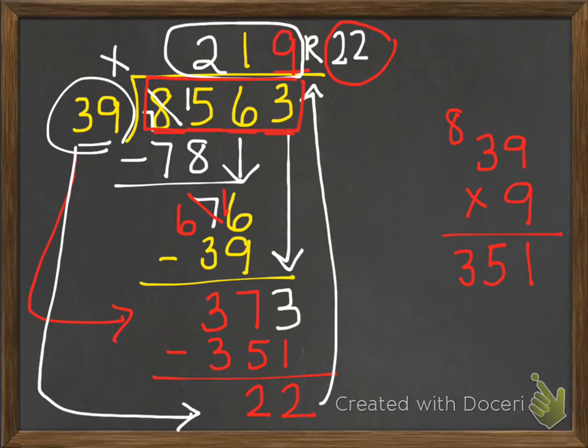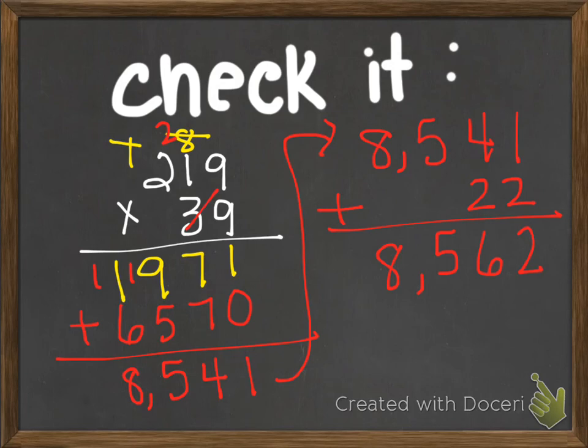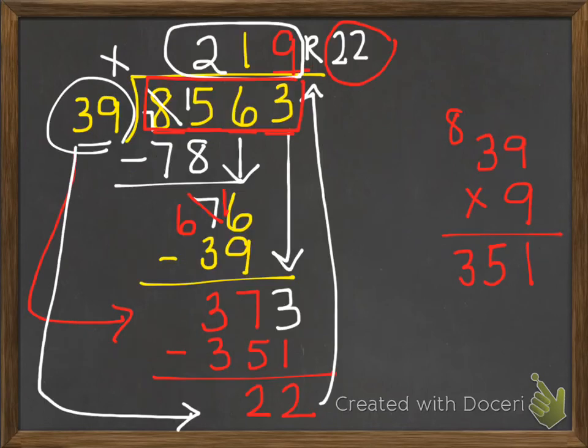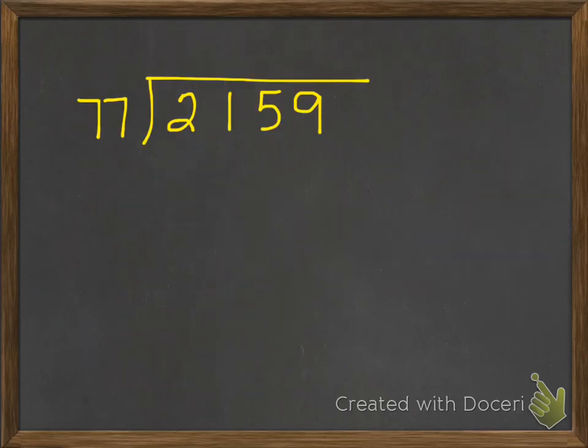Where did I make my mistake? Let's check. Oh, right here. See, now that's a good thing that we checked, because 1 plus 2 is not 2. 1 plus 2, and that was a simple mistake. 1 plus 2 is 3. So 8,563. Excellent. All right, we've got one more.